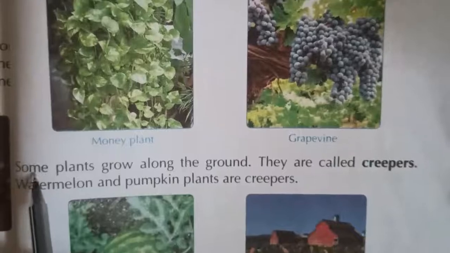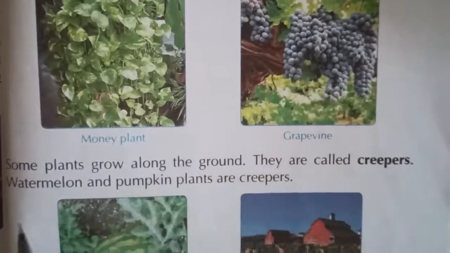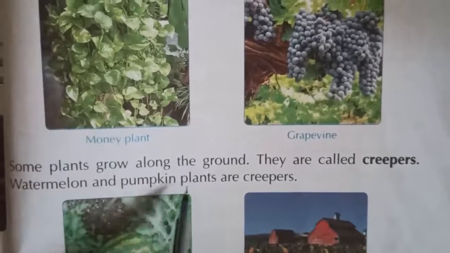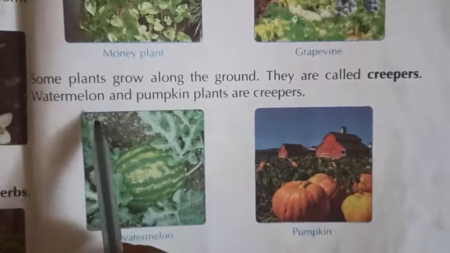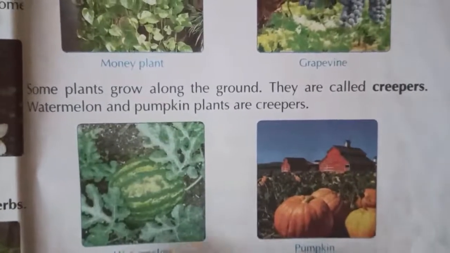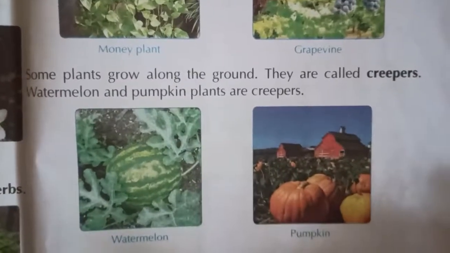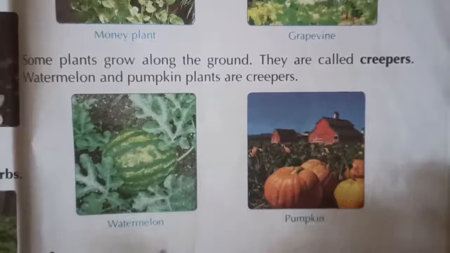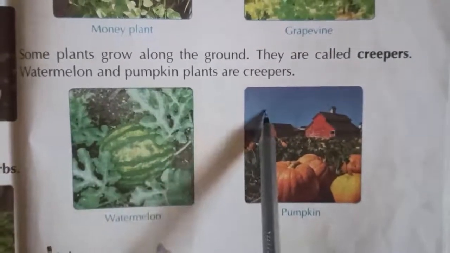Next, some plants grow along the ground. They are called creepers. Watermelon and pumpkin plants are creepers. So what did they tell? Some plants grow along the ground. They grow near the ground surface. They are called creepers. For example, watermelon and pumpkin.